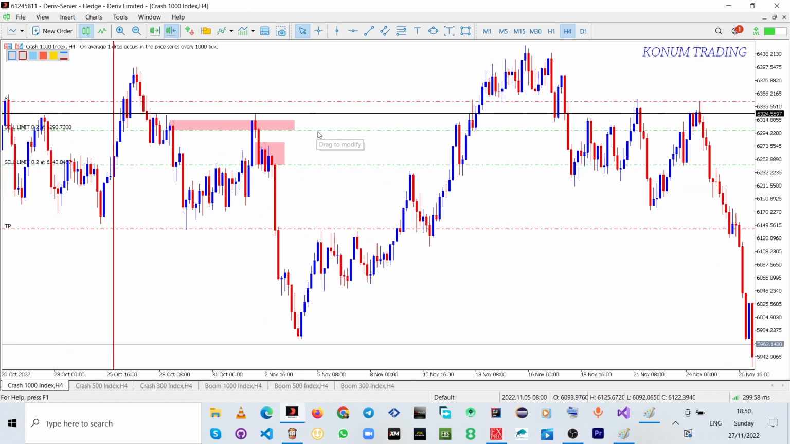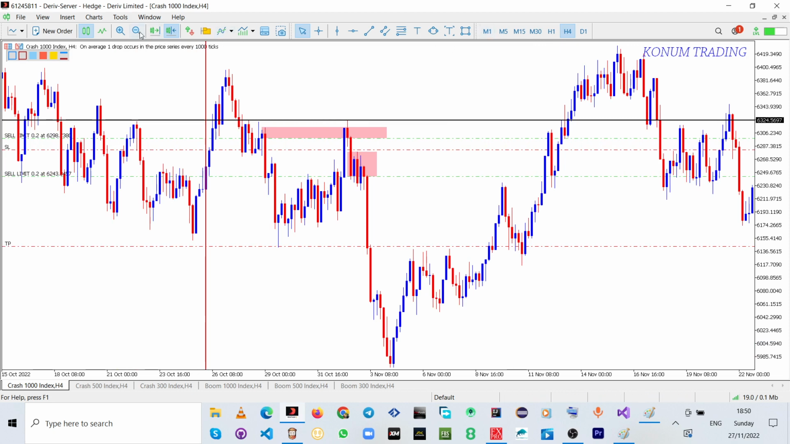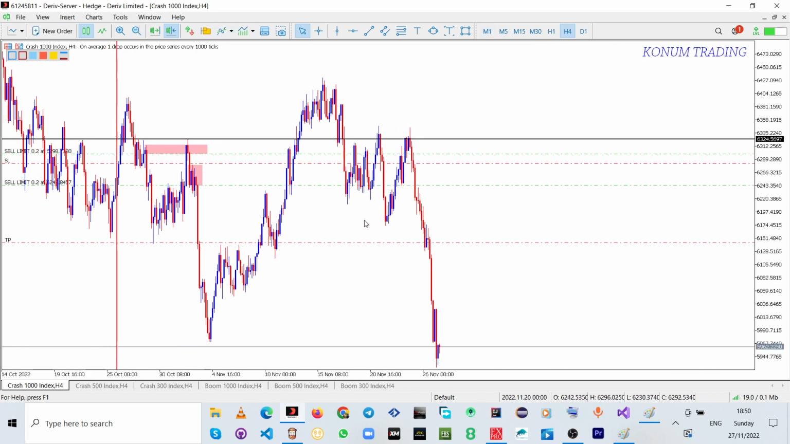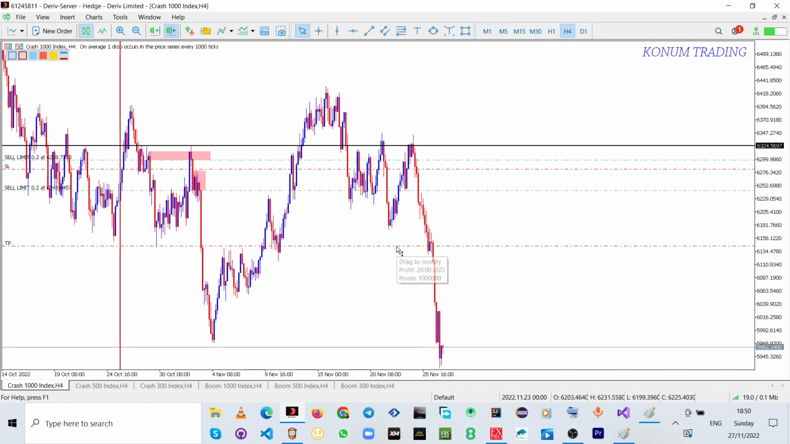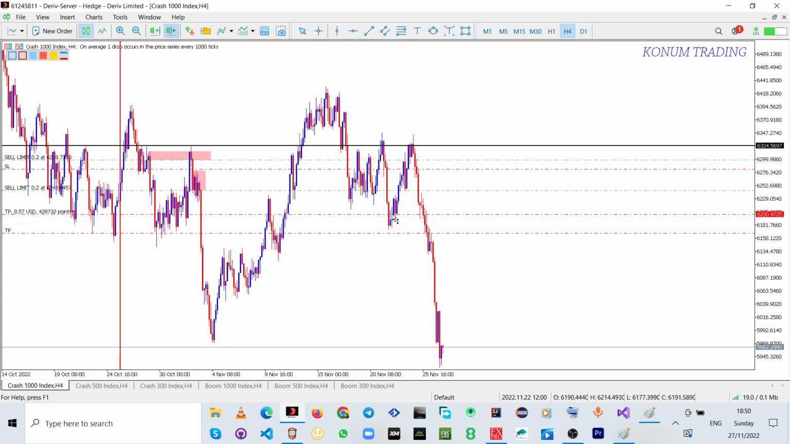So this is for which trade again? This is for this one. Oh no, it's not for this one, it's for this zone right there. So your stop loss will be just above the zone right there. Then for your take profit, your take profit will be right in another zone right here, just like this.